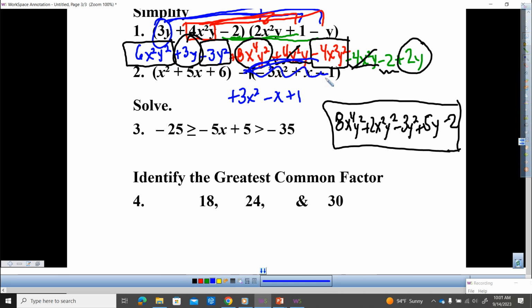Check your work to make sure you got that. Yes? Yes, Mr. Q, we love these. All right. X squared plus 3x squared, that's 4x squared. Then we got 5x minus 1x, that's 4x. And 6 plus 1, that is 7. Hands, have you got that? All right, not bad.